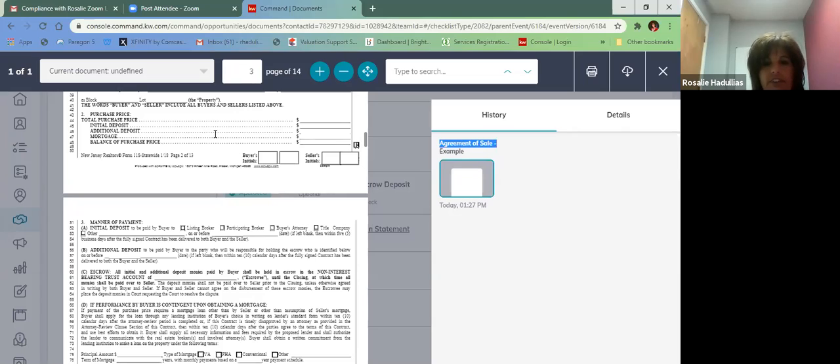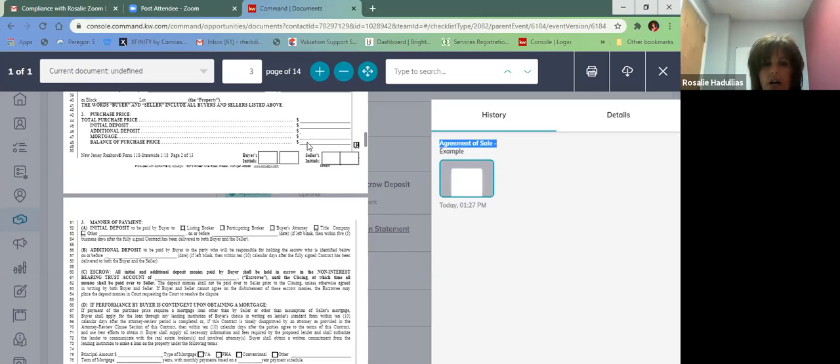And it's an FHA mortgage, so the buyer has to put 3.5%. So their down payment is going to be $3,500. So they're putting $1,000 down. So 100,000 goes right here on the first line. The 1,000 goes on the second. Okay. I don't normally do an additional deposit, so I would put 0.